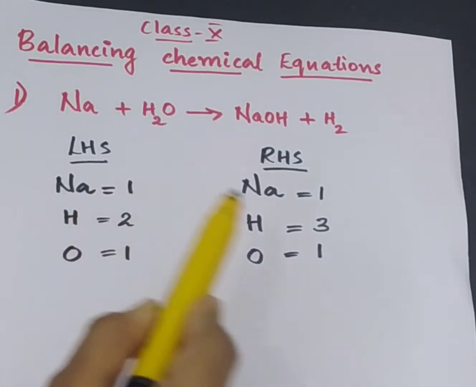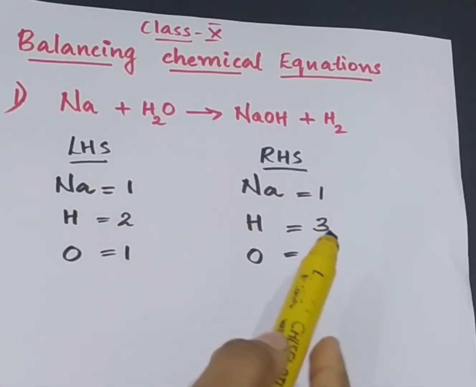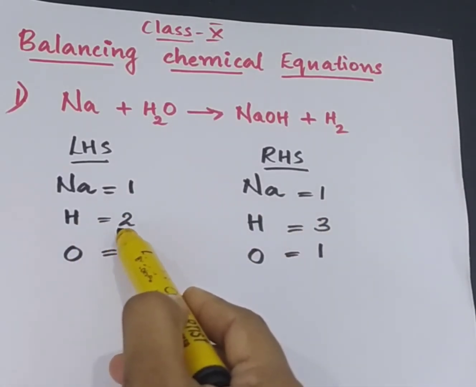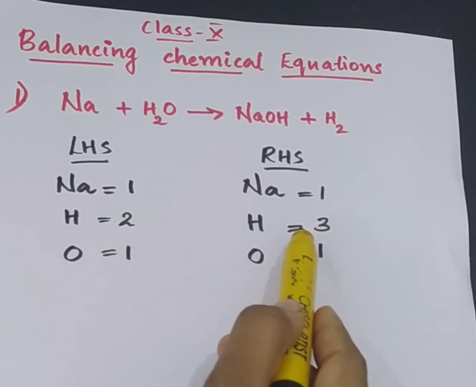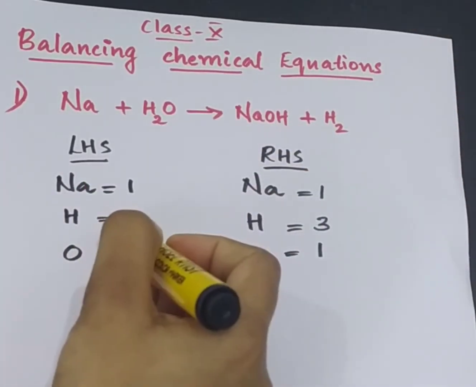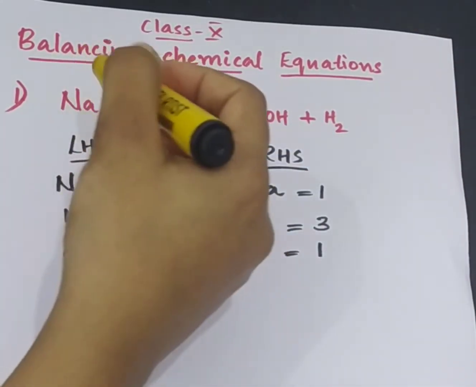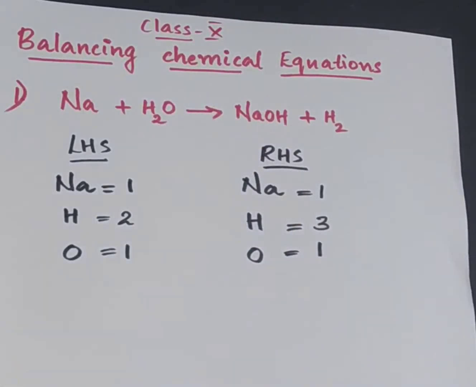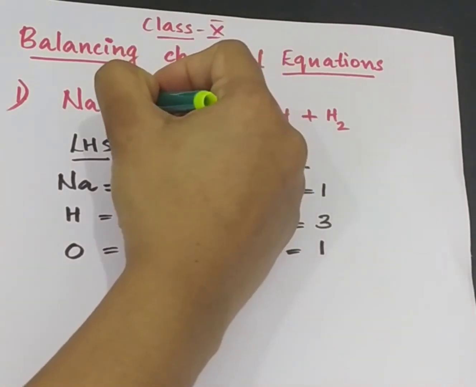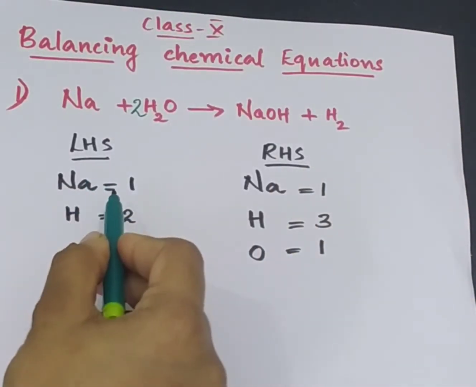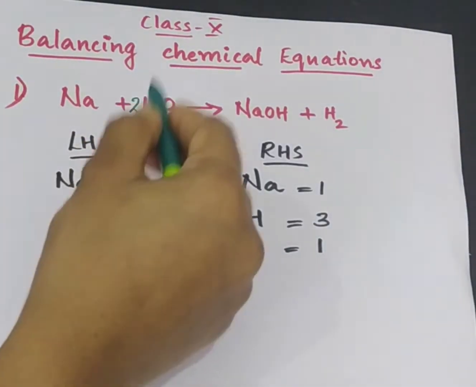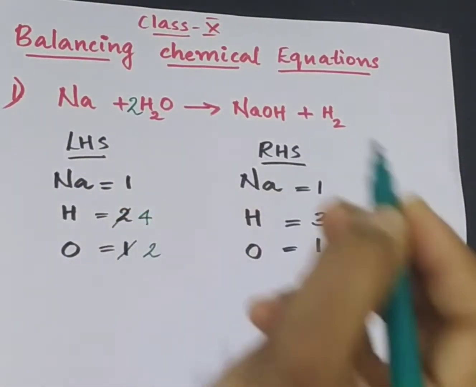Now hydrogen needs to be balanced. So hydrogen in the right hand side is 3 and left hand side is 2. So we have to balance hydrogen in the left hand side. So we can put 2H2O in the left hand side. So the atoms become hydrogen becomes 4, 2 into 2 becomes 4, oxygen becomes 2.